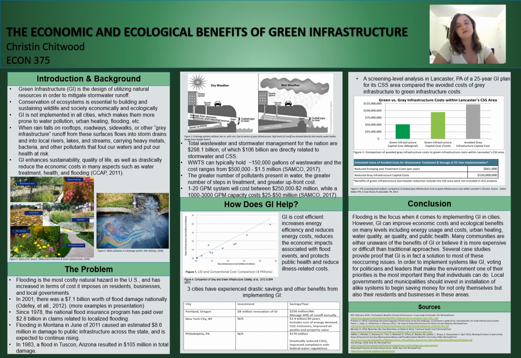This is Kristen Chitwood, and this research focuses on the economic and ecological benefits of green infrastructure. Green infrastructure is an approach to mitigate stormwater runoff in urban areas and incorporate natural resources to infiltrate rainfall that mimics the natural water cycle. Some examples of green infrastructure include bioretention areas, tree planting, green roofs, bioswales, rain gardens, and permeable surfaces.